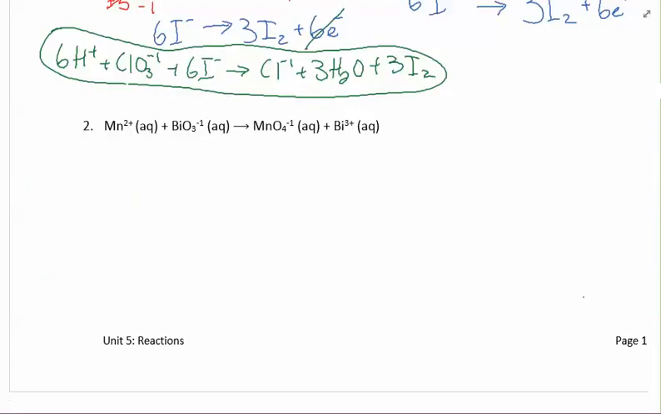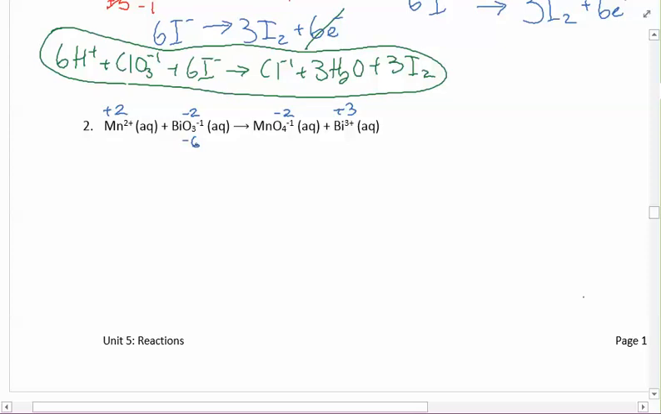So we're going to look at another example here. This one's a little bit different. We're going to do the exact same process. Manganese is +2 because it's an ion. Bismuth's +3. Again, it's the ion. So we have 2 substances with oxygen. Oxygen is going to be -2 in both of those.